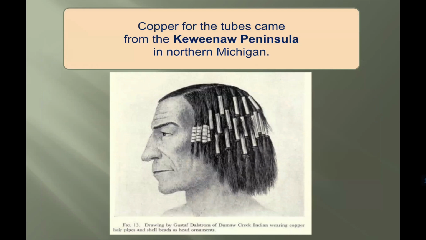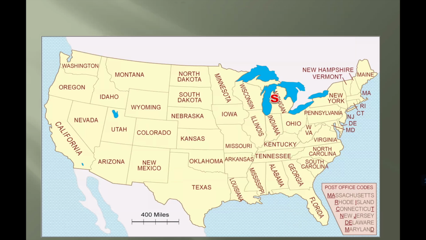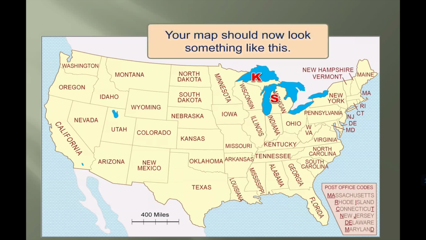The copper for the tubes, though, you couldn't find it anywhere near there. It came from the Keweenaw Peninsula, which is way up in northern Michigan. So write a K on the Keweenaw Peninsula. It's that little finger of land that's sticking up into Lake Superior from the Upper Peninsula, right there. So now your map ought to look something like this.